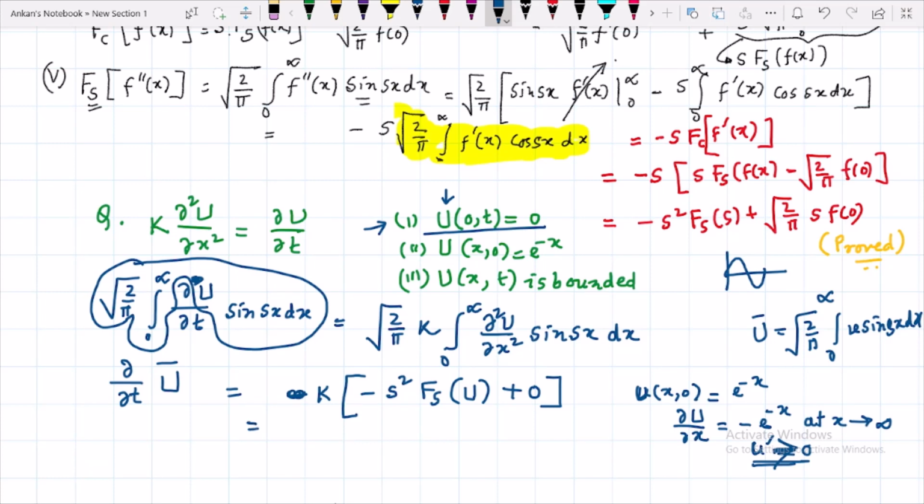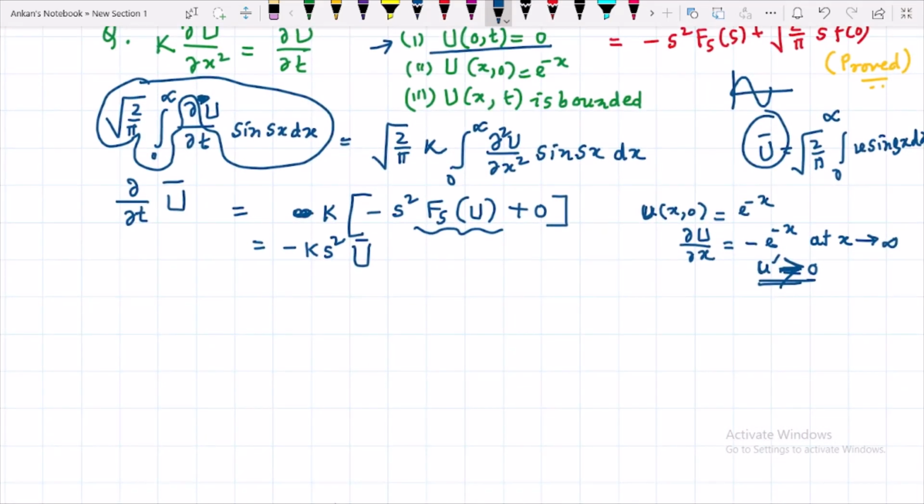So the term present here, minus k s square Fs of u, you can write as u bar. So u bar, now put it here in the right hand side, so ∂u bar/∂t plus k s square u bar equals 0. It is an easily solvable linear differential equation, whose solution is c1 e to the power minus k s square t. Now you have to find the value of c1 from this condition.